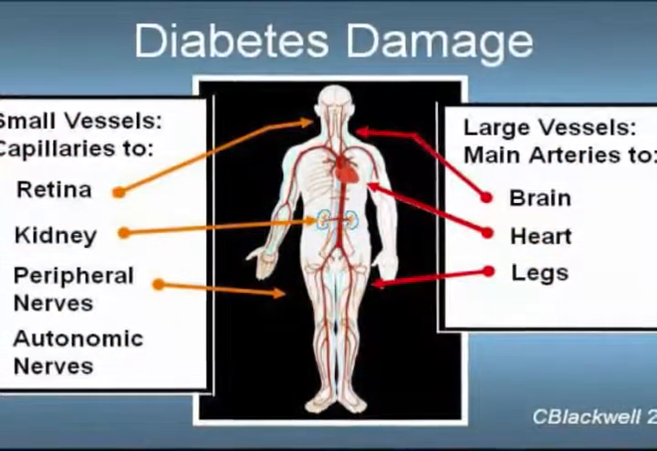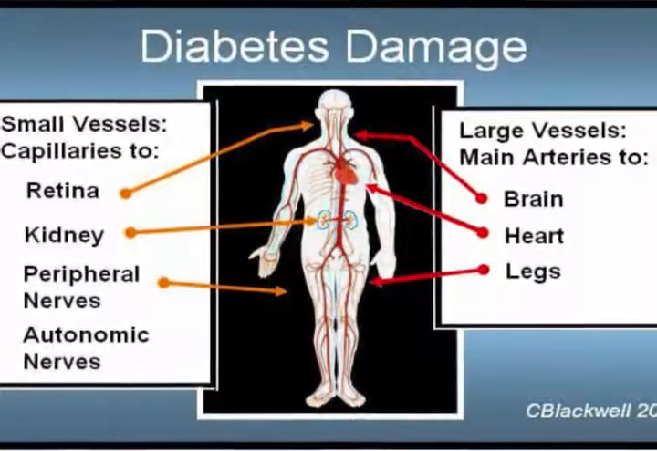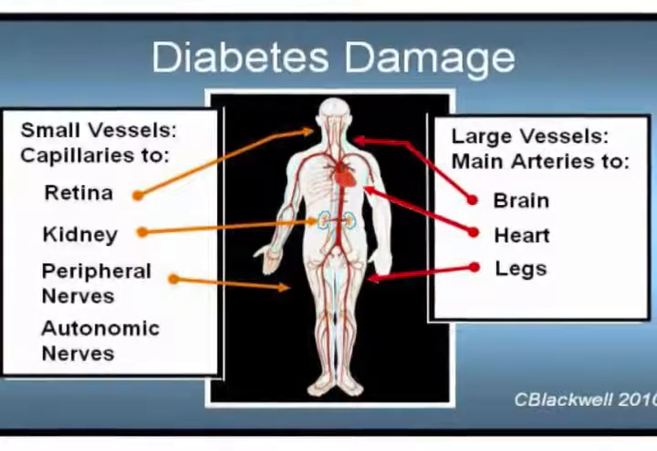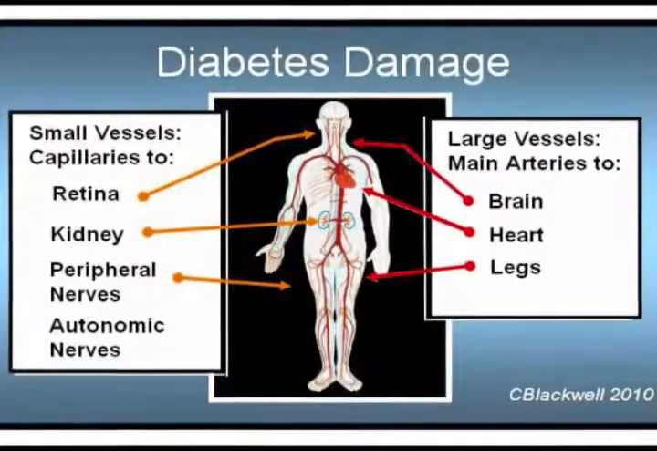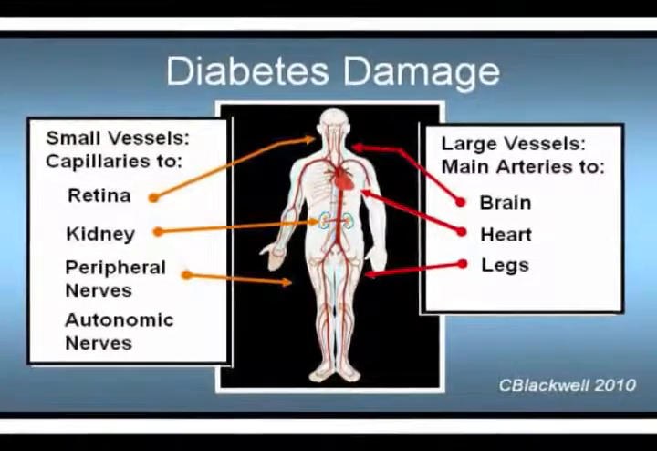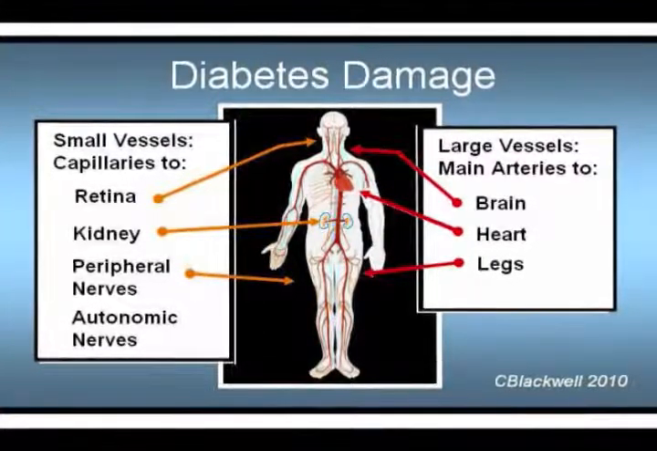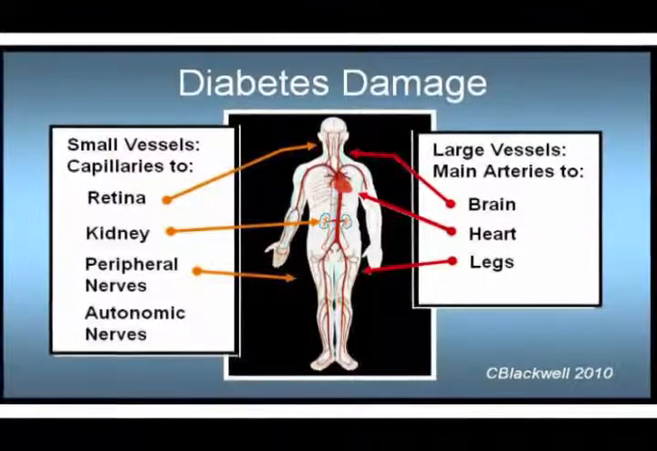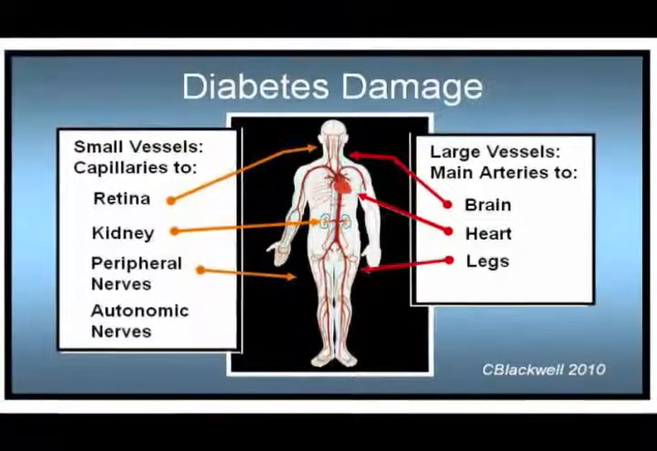To review, in diabetes, elevated blood sugar and other pathologic processes cause damage to both small and large blood vessels throughout the body. In the next video, we will look at the relation between blood sugar control and specific complications. The message is that the effort you spend in controlling blood sugar, blood pressure, and lipids makes a big difference in your long-term health.